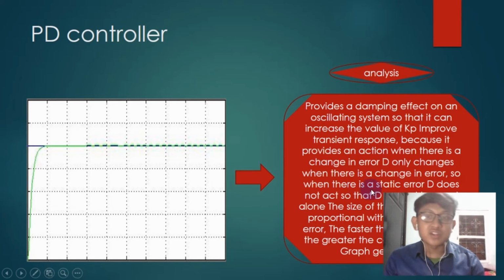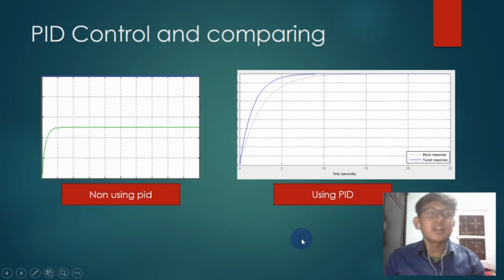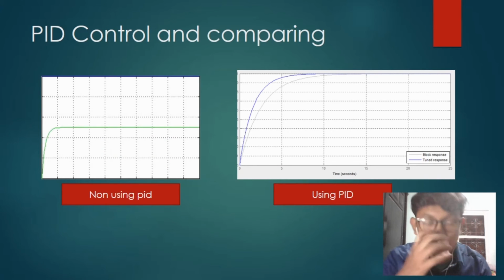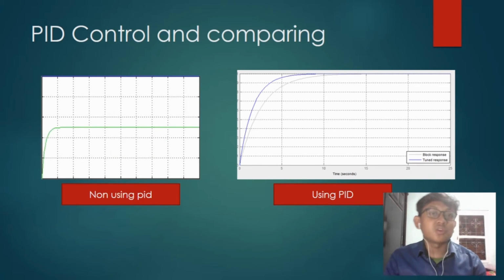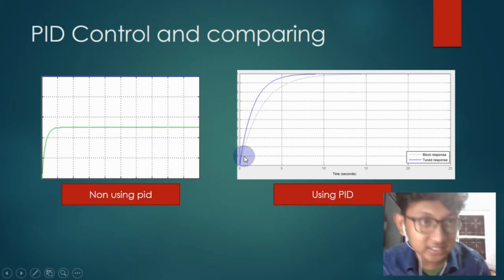So when there is a static error, D does not act, so D cannot be used alone. The size of the control signal is proportional to the change of error. The faster the error changes, the greater the control action. Okay, next, finally in this chapter is PID control, comparing a system not using PID with one using PID.